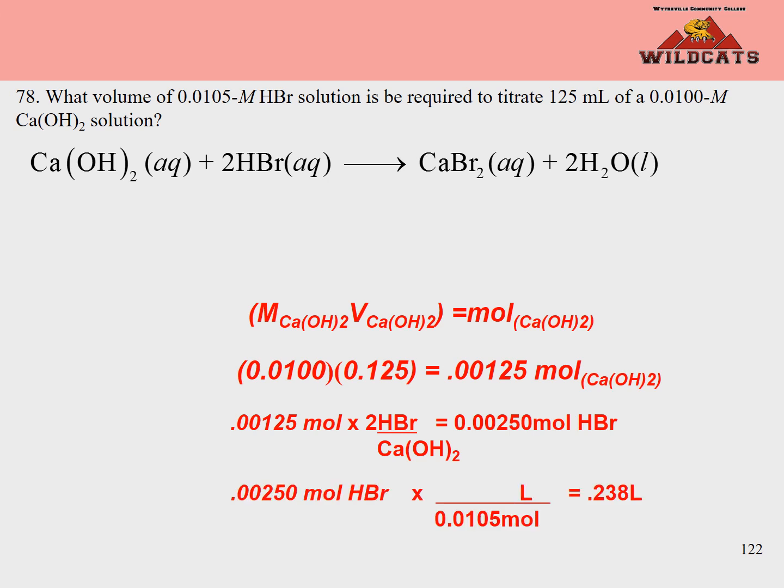using molarity. Remember, molarity is moles per liter, so I'm going to put the 0.0105 moles of the HBr solution. And I'm going to end up with 0.238 liters. And if I multiply that by 1,000, I end up with 238 milliliters.